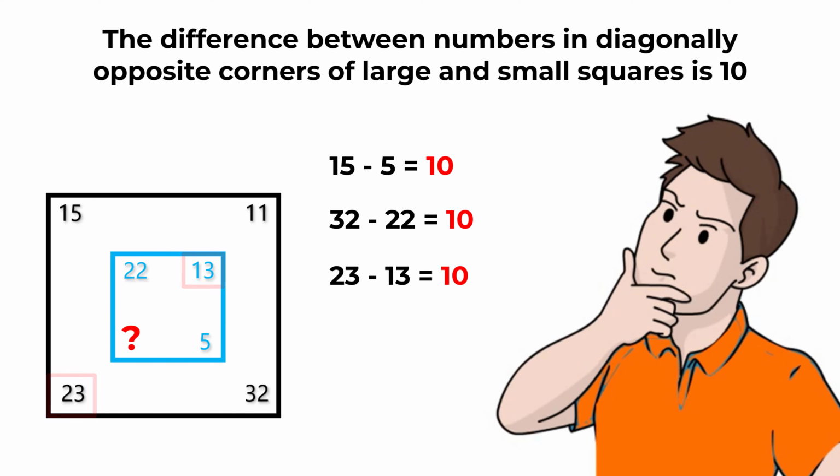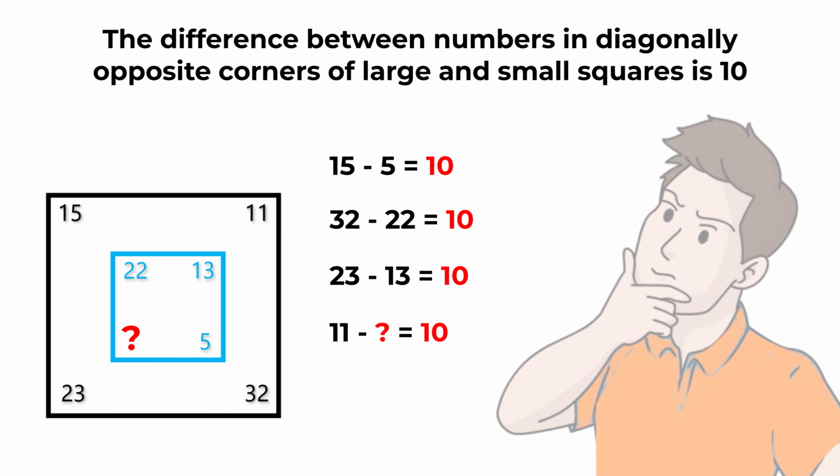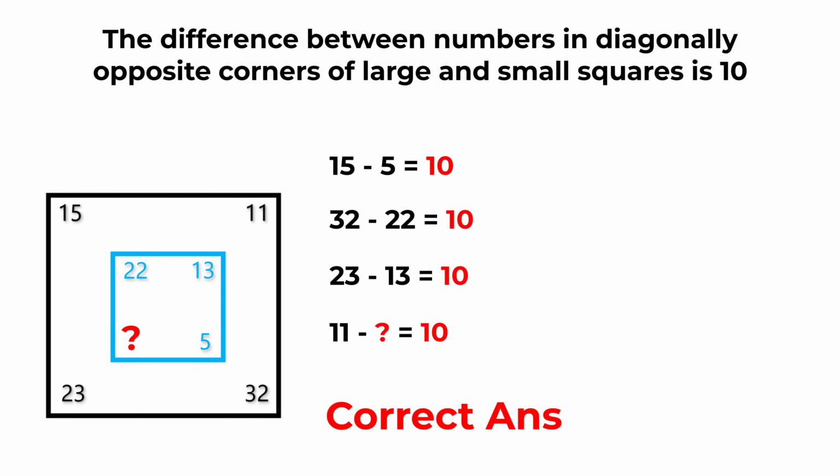So to calculate the missing number, we need to calculate the difference between 11 and 10. And the difference is 1. So the correct answer here is choice A, 1.